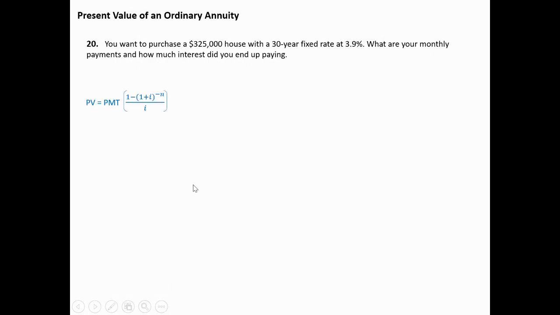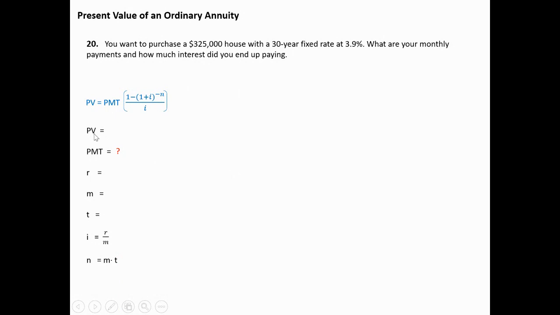So this is a different formula. So again, I need to find all these values, right? This is the present value. Why? Because you're asking for the money now. You're asking the bank for a loan to buy the house. So that's why it's called present value. You're trying to get a loan for that amount, $325,000, to purchase a house. So then, right? So then we're looking for the monthly payments, right?